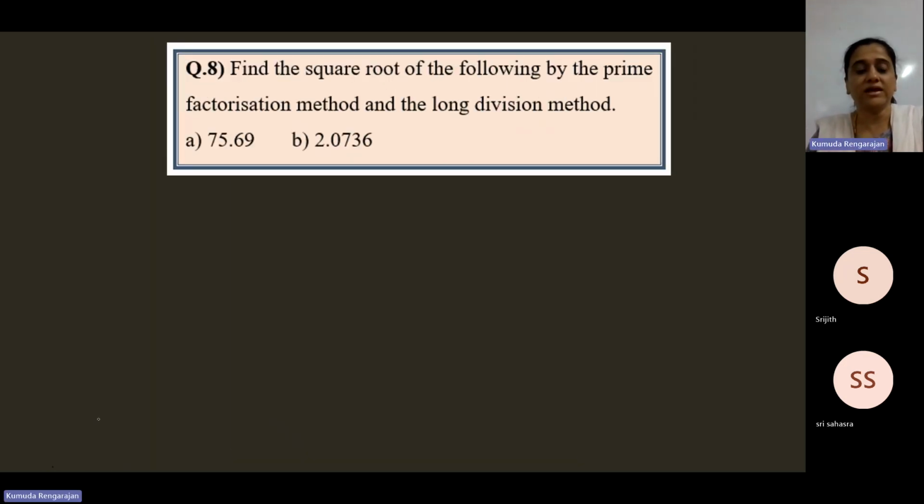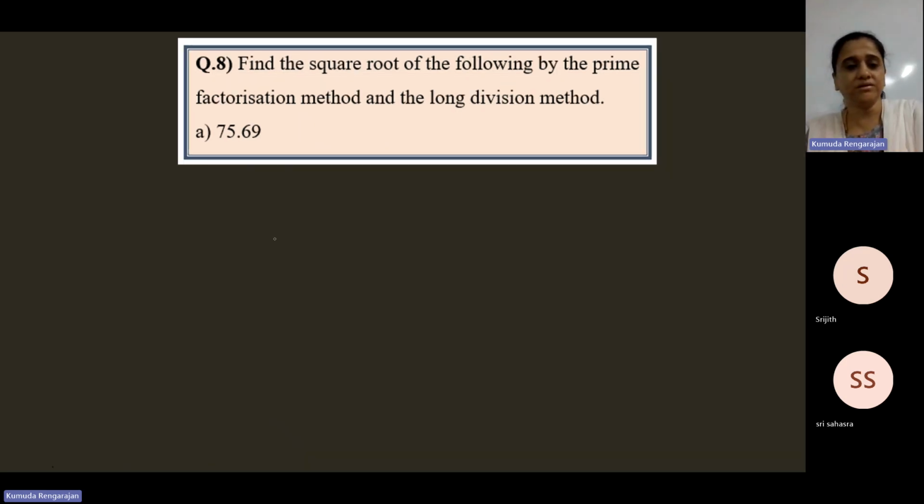Thanks, Srijit. I was telling you here in this question, we have to find the square root of the given two numbers using the prime factorization method and the long division method. The difference in these two numbers is the decimal point. So you'll have to find the square root of 75.69. You need to understand the procedure to find the square root of a number which has a decimal point in it. And the second number is 2.0736. So let's see that.